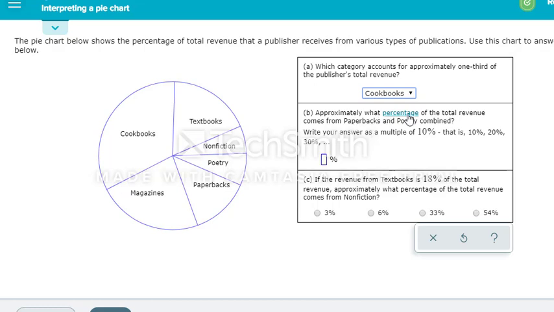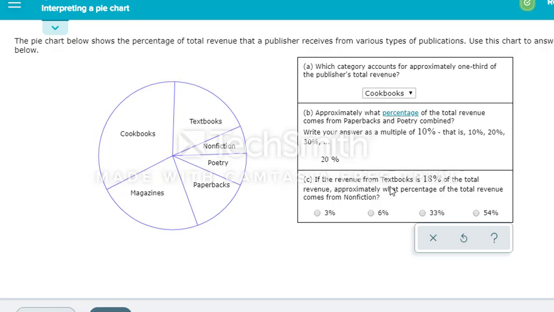Next: approximately what percentage of the total revenue comes from the paperbacks and poetry combined? These two together, I can see that is a little bit less than 25%, or 1/4 of the circle. So that means that is 20%. I'm going to guess 20% approximately.